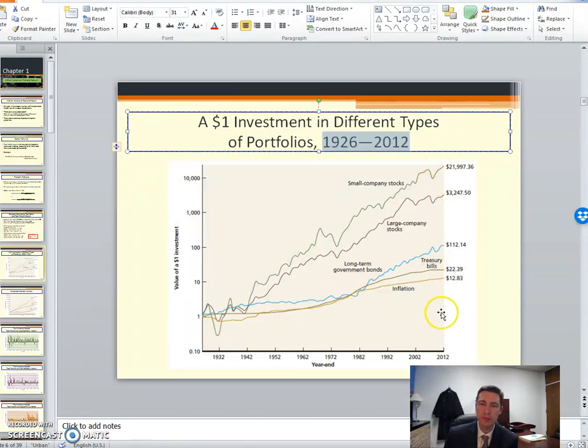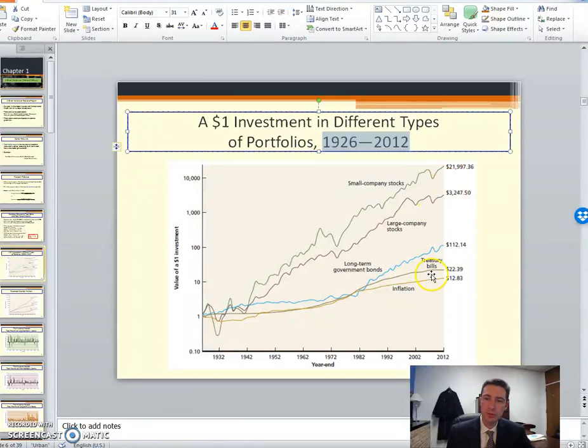So what can you learn from this graph that you're looking at right here? What you can learn is, first of all, that stocks provide greater returns to investors on average over the long term compared to government bonds or even treasury bills. So stocks, generally speaking, provide higher returns than bonds. The other thing that you learn from this graph is that small stocks provide greater returns than large stocks. And then of course, long-term bonds provide greater return than treasury bills.